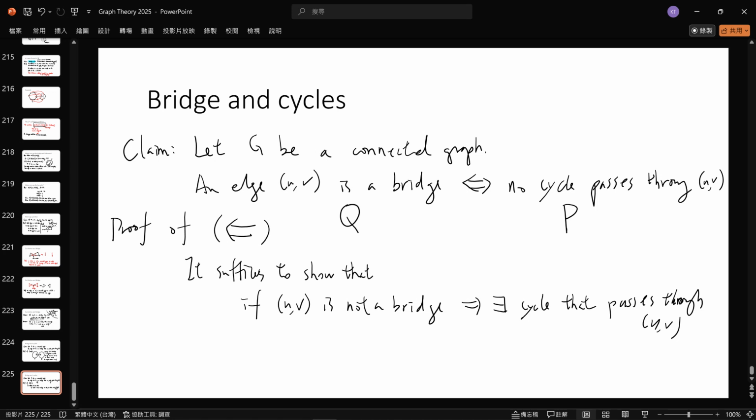So I think this is quite easy. So perhaps you can figure out the proof. So this time you need to create a cycle, okay? You have an edge which is not a bridge, and you need to find a cycle that contains this edge. So how to do this?